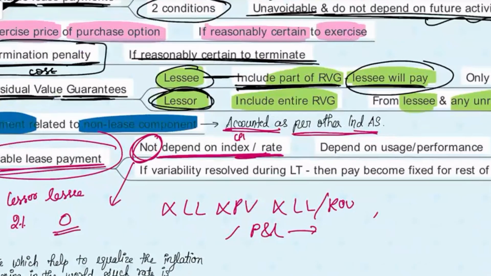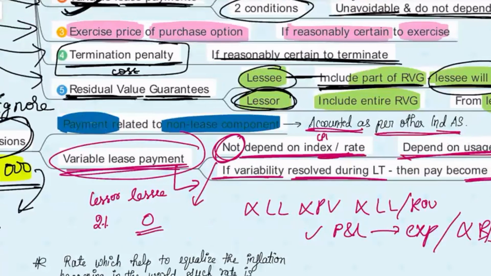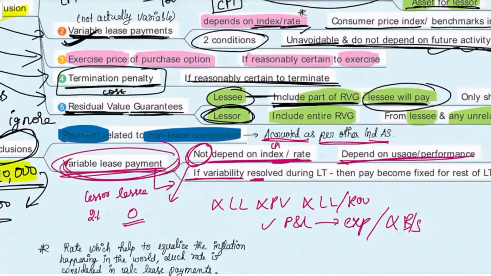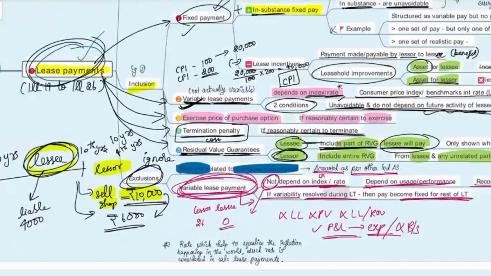If after some point of time this variability has been resolved during the lease term, and it becomes something like a fixed payment, if you are making a modification in the lease terms and this variable lease payment becomes your fixed lease payment, then you can show it as your lease payment in your balance sheet. Otherwise, until and unless it is dependent on an index or rate, or it is fixed, it is going to come under your P&L as your expense. I hope you understood this.